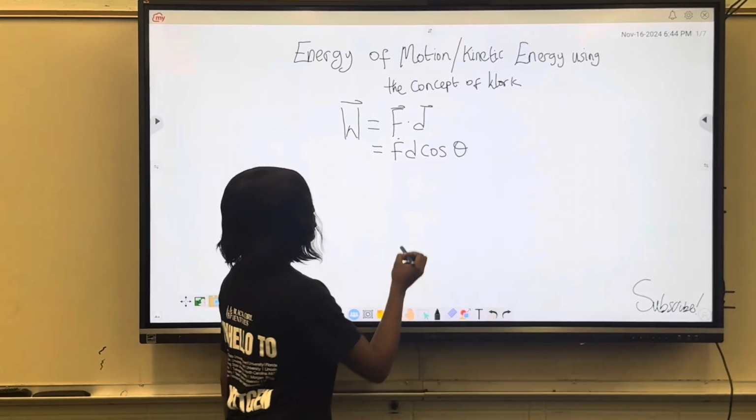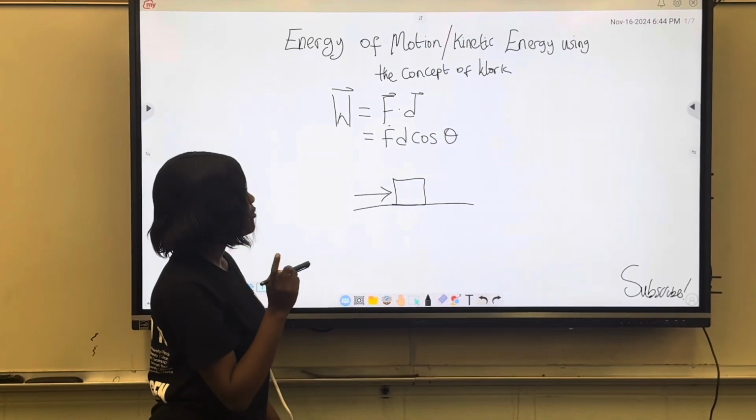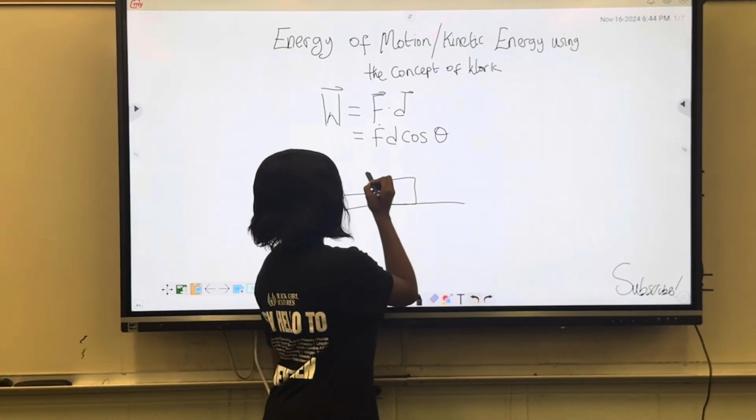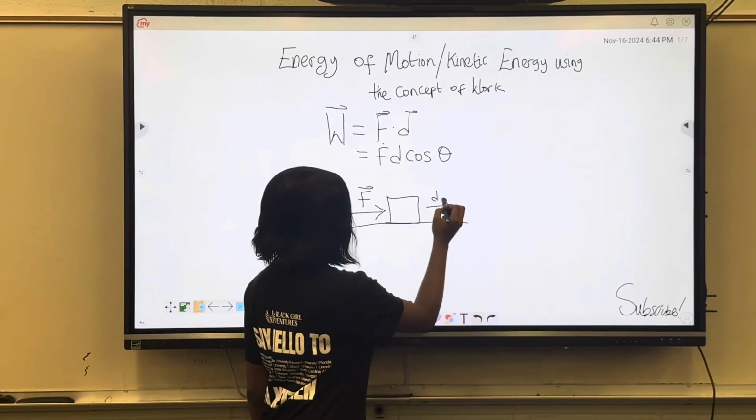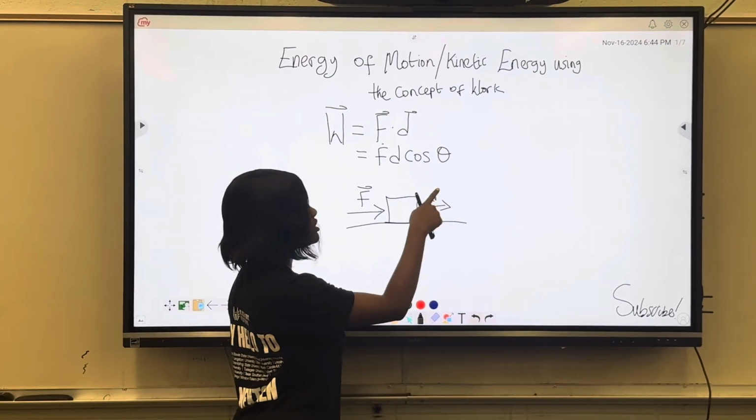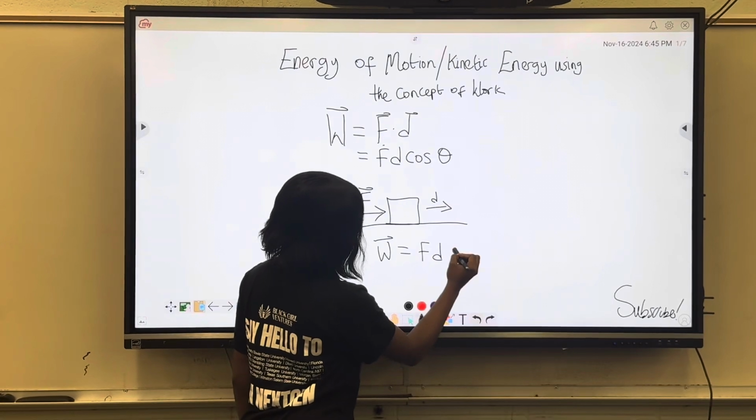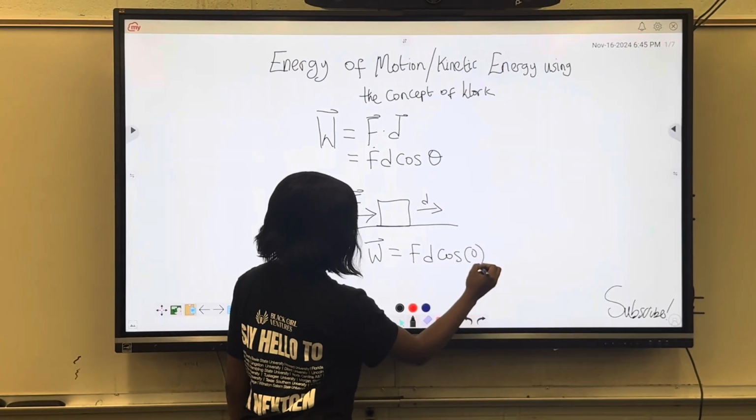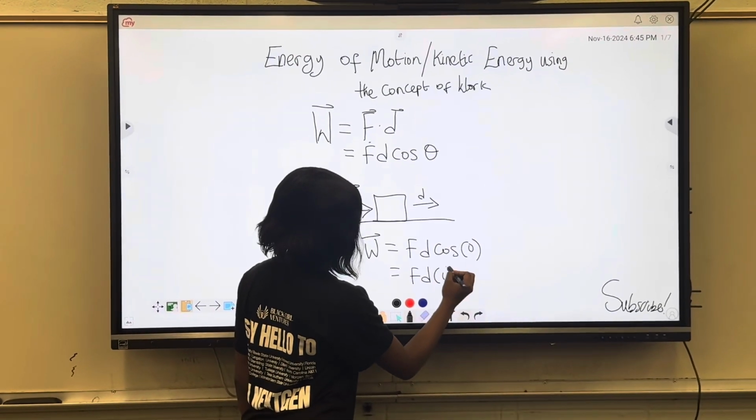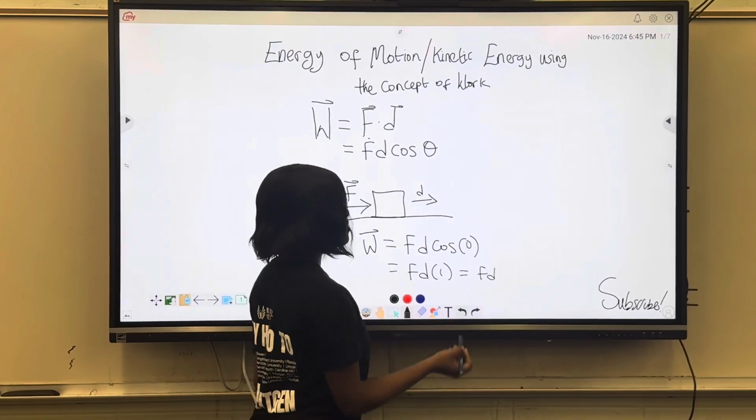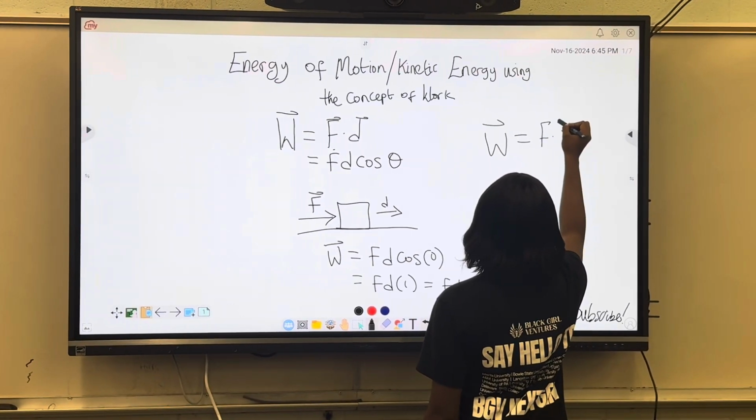Consider a case where the force is being applied on an object and the force is being applied in the direction of the object's motion. So that means theta will actually be 0. So we can write this as work done equals F D cos 0, and cos 0 is 1. So that's force times distance times 1, which is force times distance. So we can keep this: work done equals force times distance.